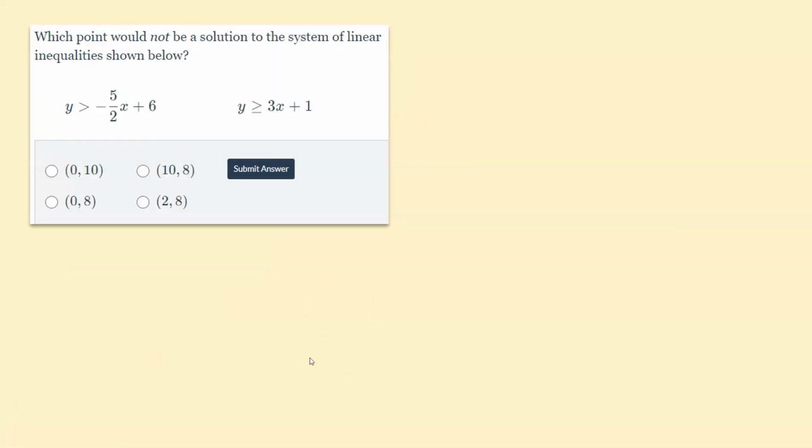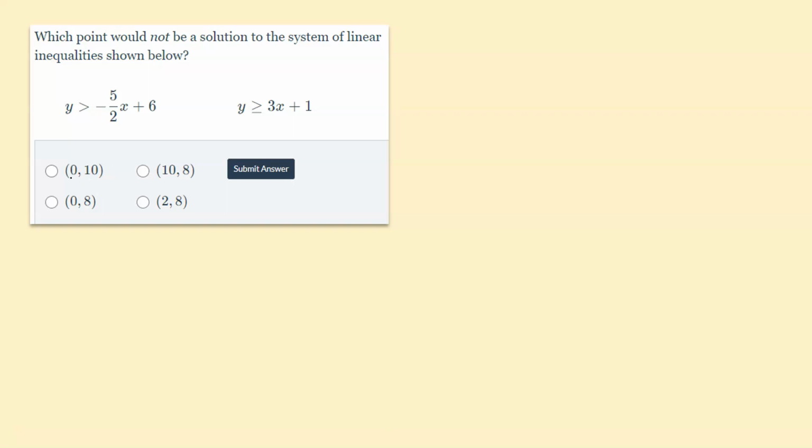For this first type of question, it says which point would not be a solution to the system of linear inequalities shown below. We have 4 different points here. 3 of these will exist in that overlapping set of solutions that I talked about in the last slide. 1 of these does not. The way we figure out if it exists in that overlapping set of solutions is we plug our potential solutions into both inequalities and see if we get a true statement or not.